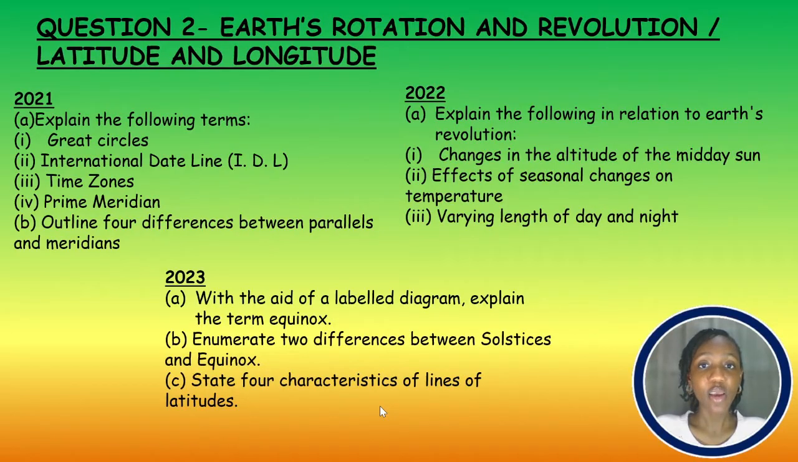As you can see, explain the following in relation to the Earth's revolution: changes in altitude of the midday sun, effects of seasonal changes on temperature, and varying length of day and night. In the textbook, these effects are already given with explanations under them. So you need to make sure you understand the effects so you'll be able to explain them when you are just given the heading.